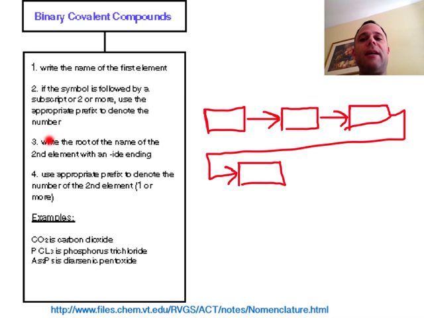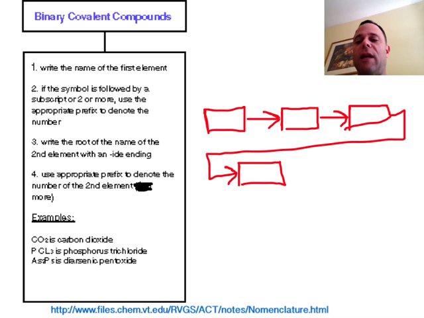Next, you look at the second element and write the root for the name of that element and end it in ide. That's a suffix. So oxygen would become oxide. And then you use the appropriate prefix to denote the number. Now I am going to change this briefly, so change your notes if you need to. I would not use mono for one either. So a di, tri, or so forth. Now sometimes you will see mono for this second one, but don't let that throw you.